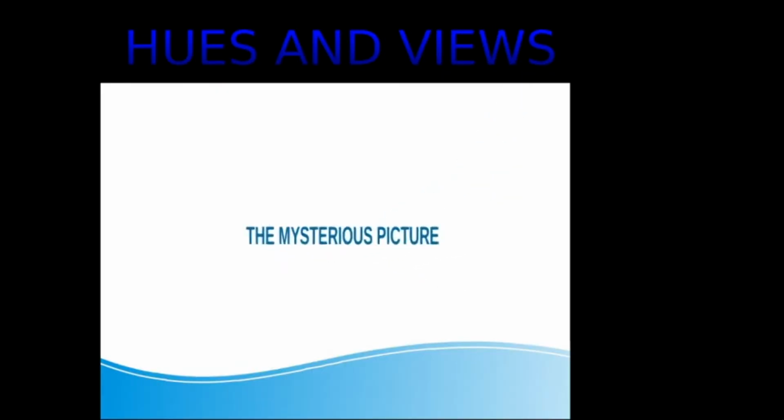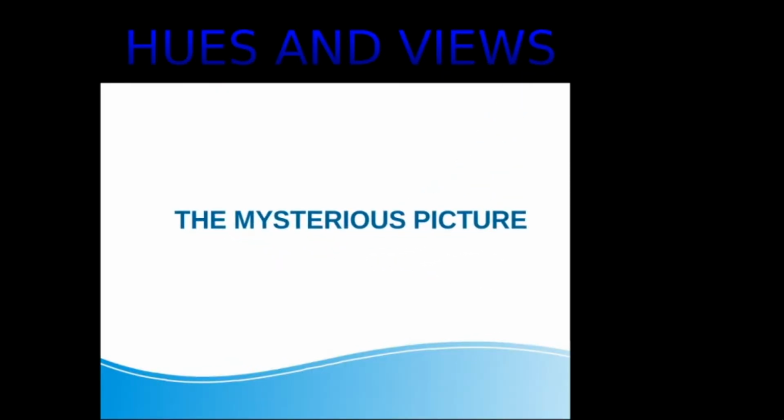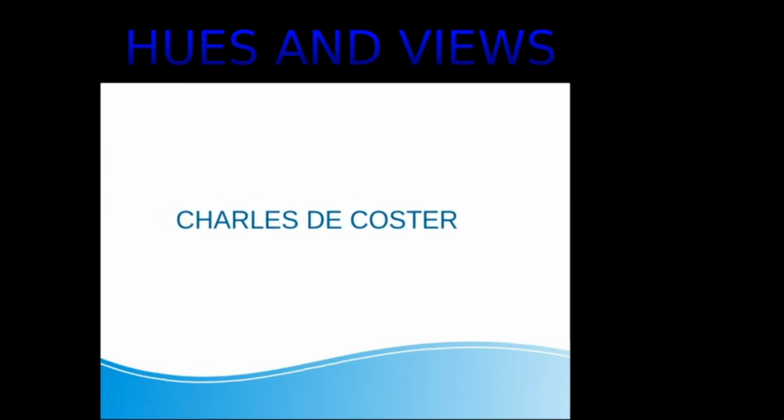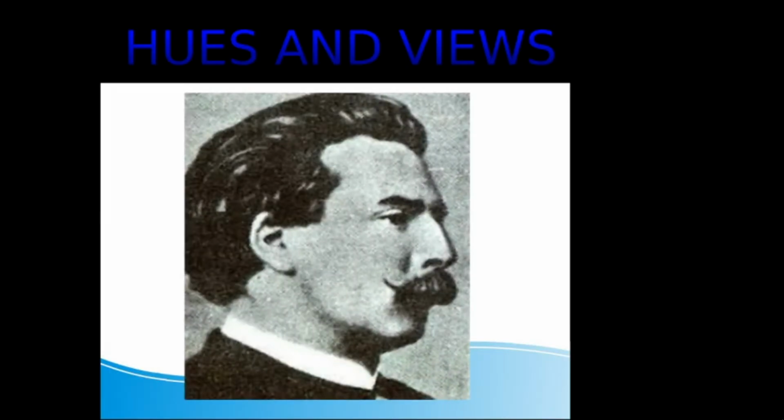Our first lesson, The Mysterious Picture, tells us about Till Eulenspiegel. He is a character from the famous Belgian writer Charles Decoster. Okay, now let's see about Charles Decoster. So this is Charles Decoster.